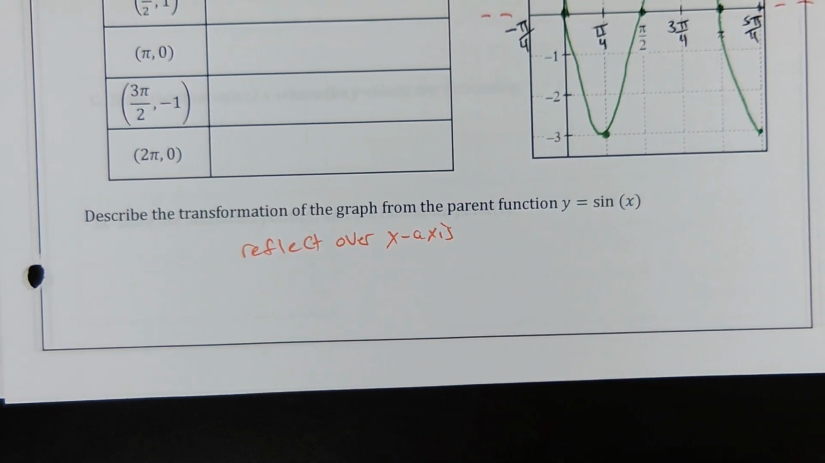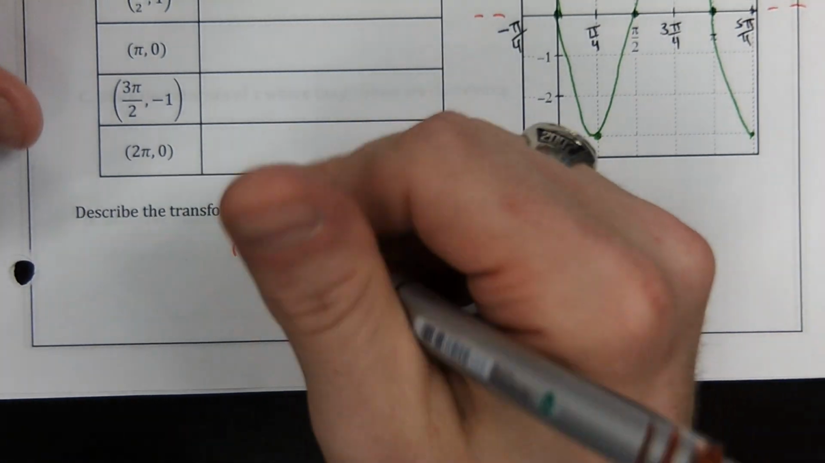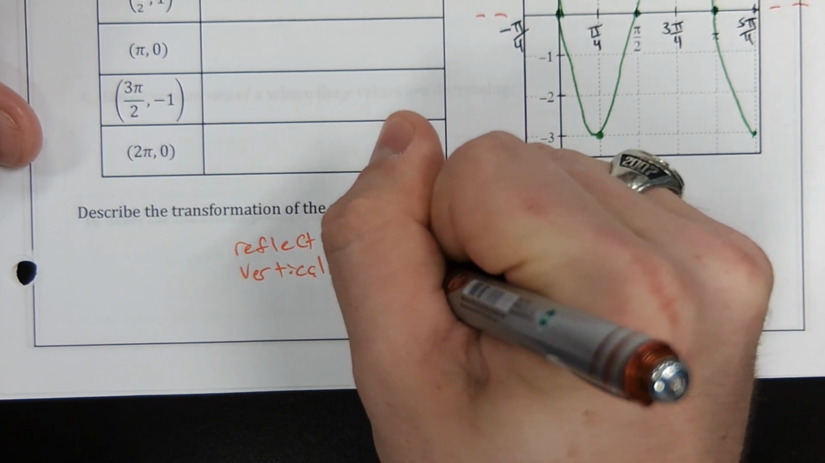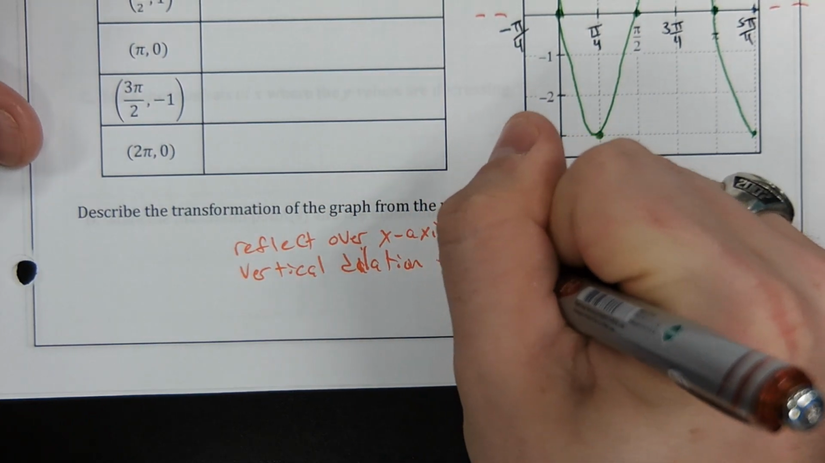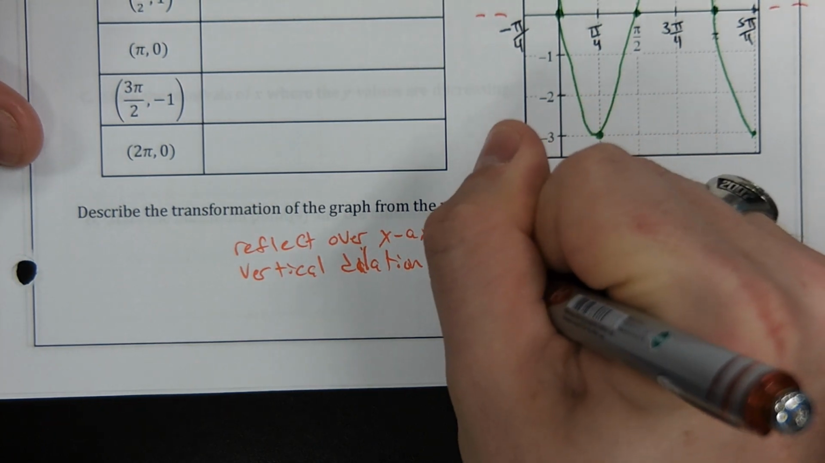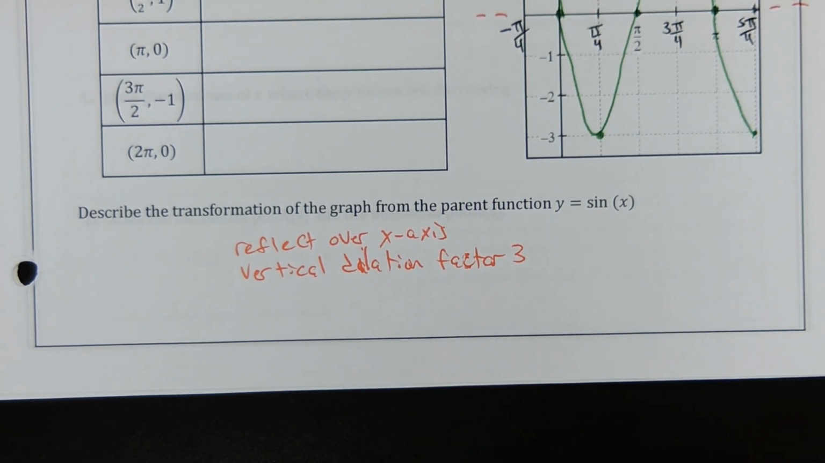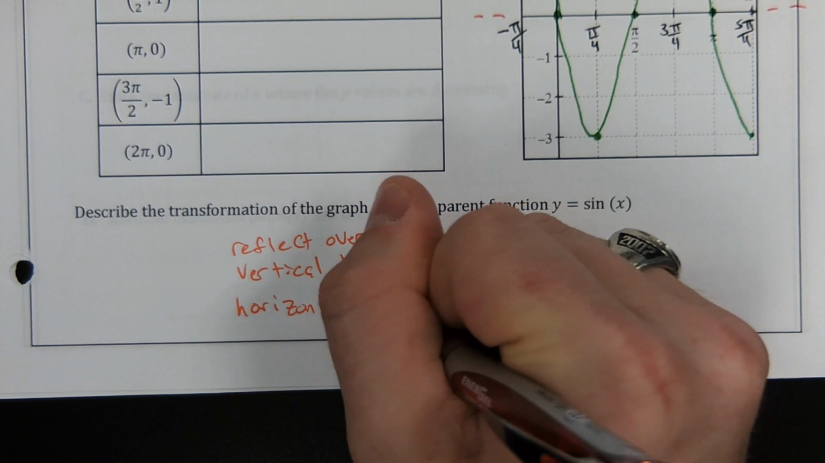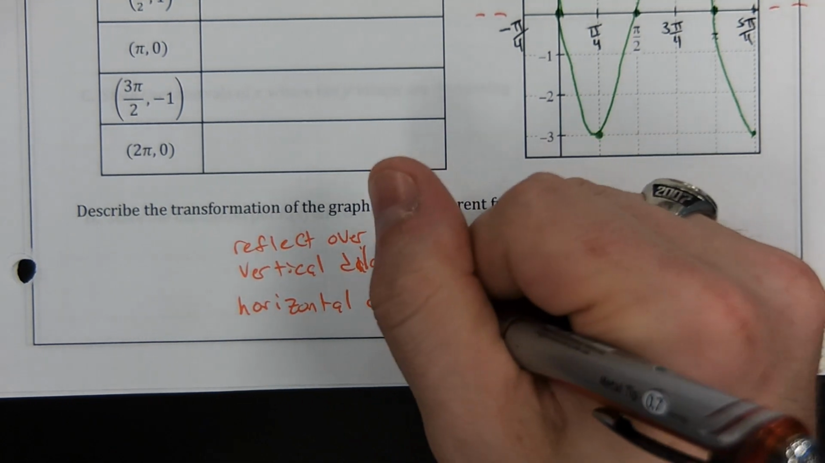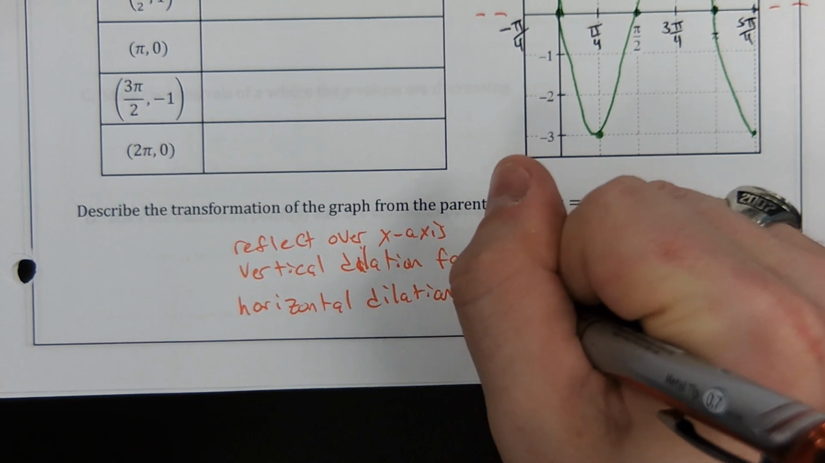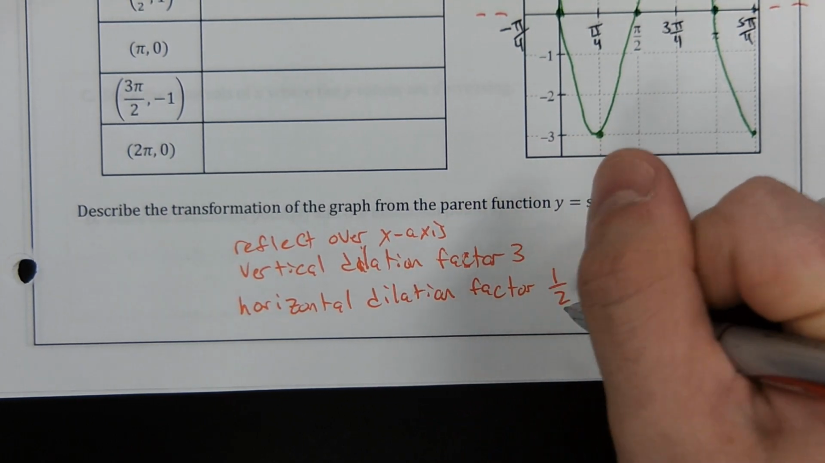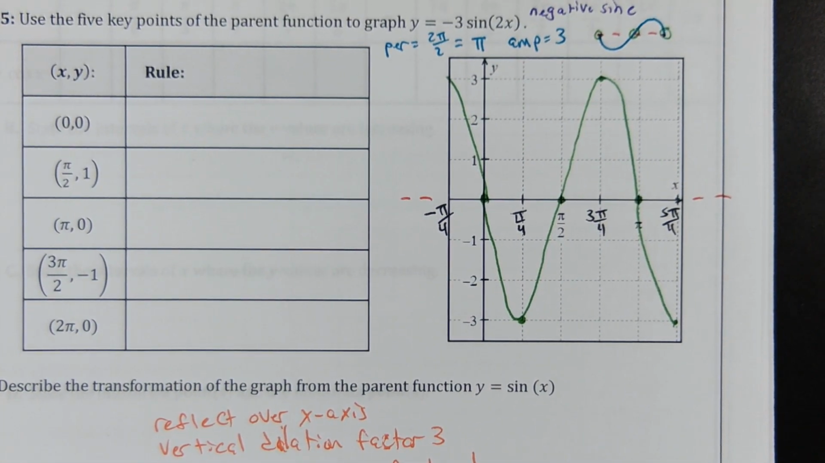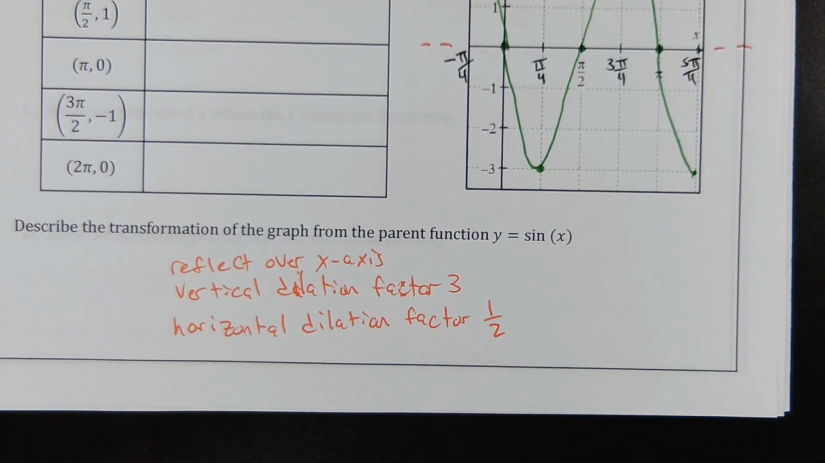Then there was a 3 on the front. Vertical dilation. Factor 3. And lastly, there was a multiplier on the inside. That's a horizontal dilation. So if there's a 2 on the inside, what is the factor? Yeah, it's always 1 over b, so 1/2. Look at that, gorgeous sine wave with no evaluating of trigonometry.